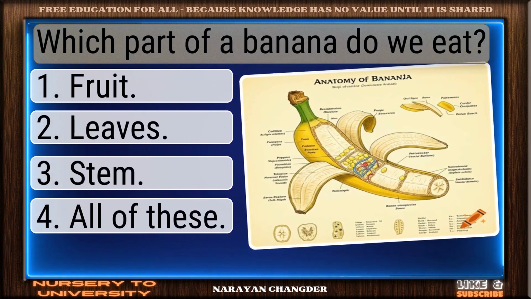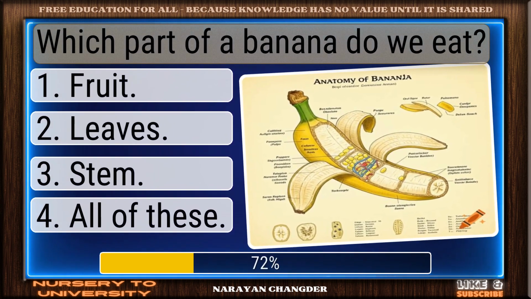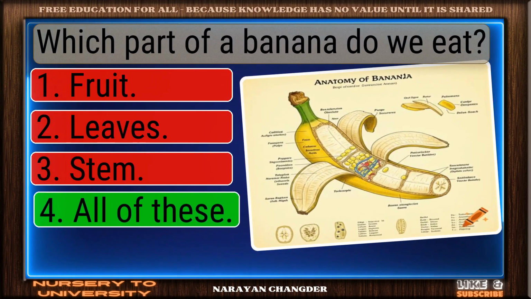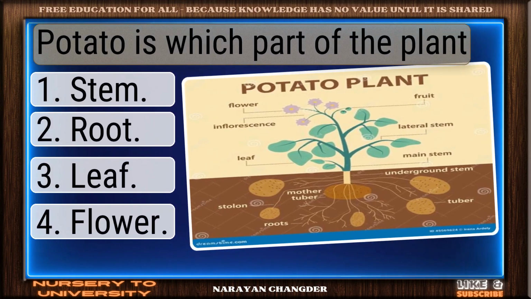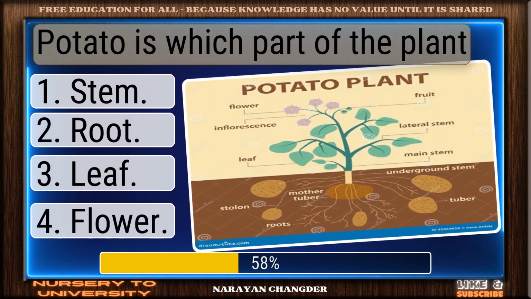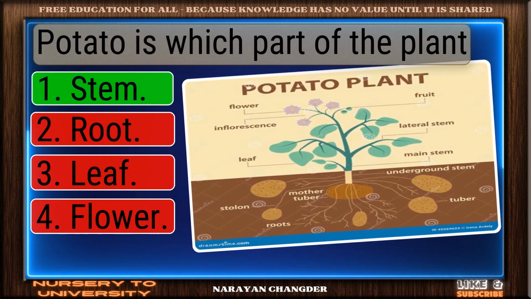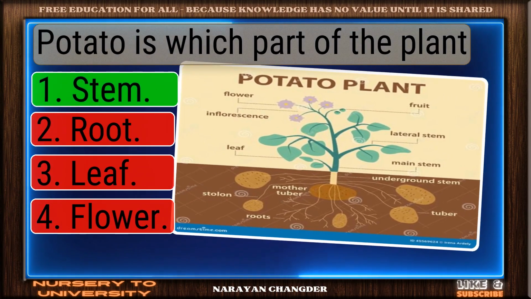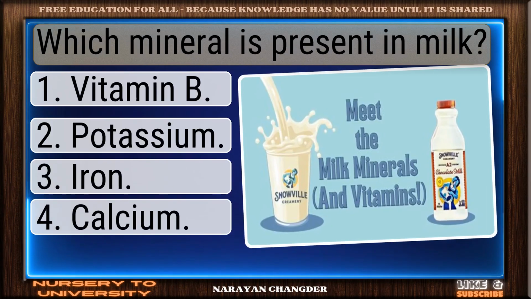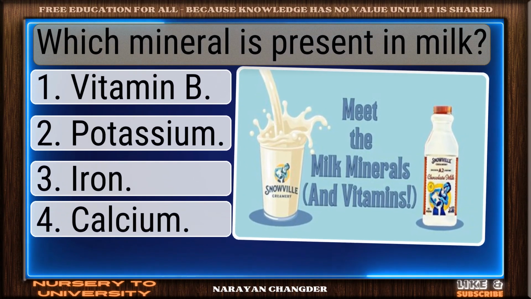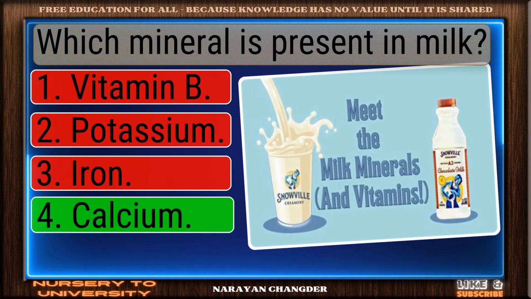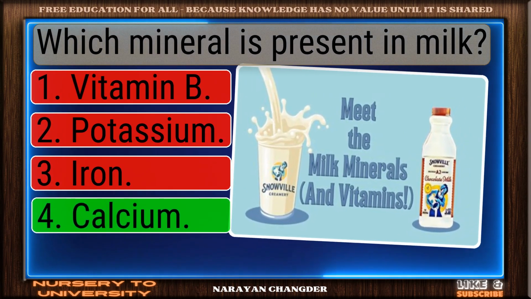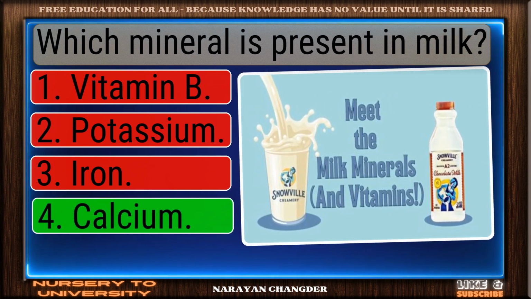Which part of a banana do we eat? Good thinking. All of these is the right answer. Potato is which part of the plant? Excellent. Stem is a brilliant choice. Which mineral is present in milk? Exactly. Calcium makes sense, and it is right choice.